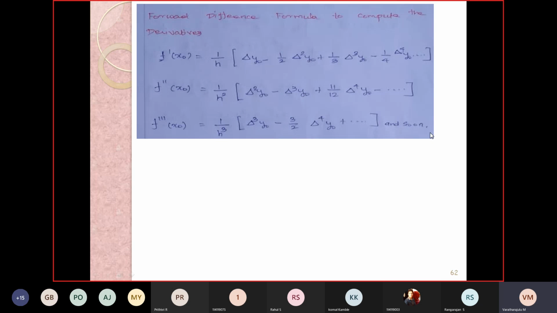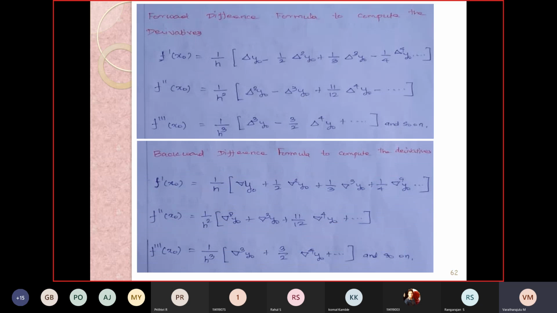And similarly, for the backward interpolation formula, we use the symbol del, and we don't have any negative signs. The formula is the same, and the rest of the coefficients are the same. Instead of delta, we are applying del, and instead of all negative values, we need to concern ourselves with the positive values.